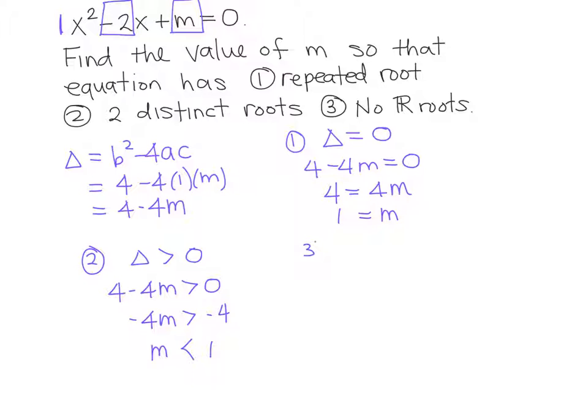Number 3. For no real roots, you want your discriminant to be less than 0. So we have 4 minus 4m is less than 0. Therefore, we have negative 4m is less than negative 4. Dividing by negative 4 again, change the sign, m is greater than 1. So when m is greater than 1, we have no real roots.